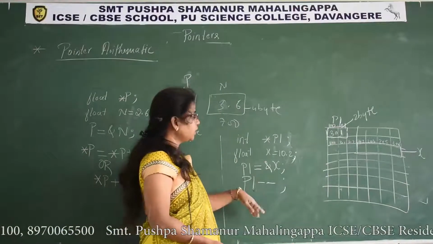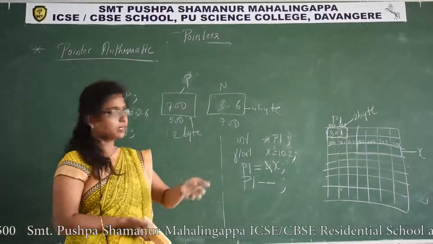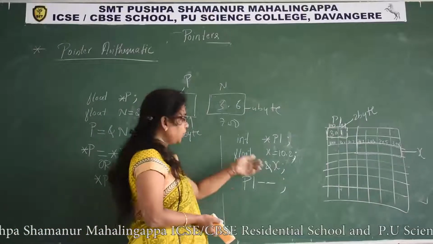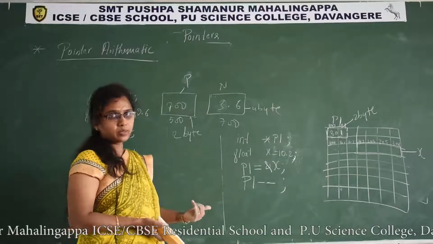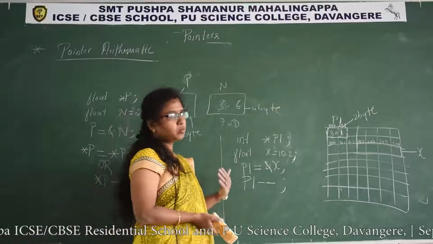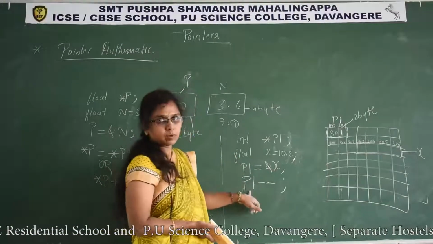So what happens when you increment or decrement, it doesn't mean that the value will be incremented. Memory moves by that many bytes. Based on the type of pointer, it will move either forward or backward, depending on the operation. If it is the decrement operator, it will move backward by the amount of memory that is required by that pointer.